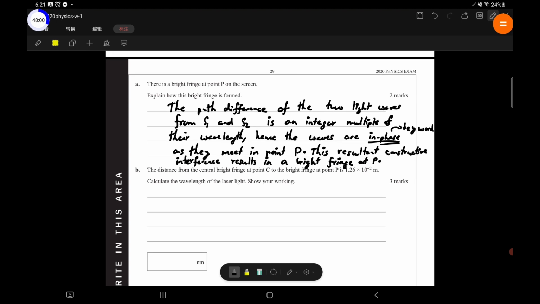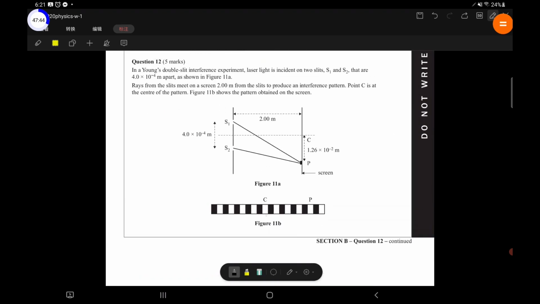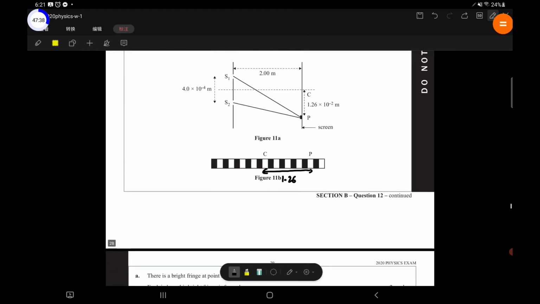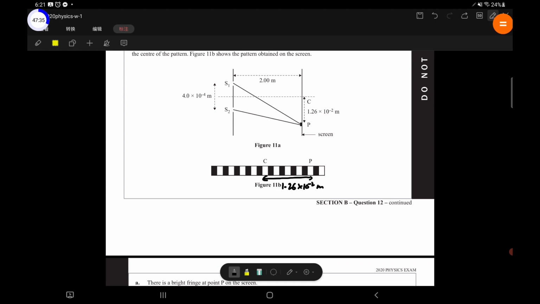So using the fact that the distance from the central fringe to point P is this much, we have to calculate the wavelength of our laser light. So what do we know? Let's use the general principle of going from known to unknown. So we know that the distance from C to P is this much. Now, what's the formula that reminds you of distances between fringes? Well, it should be, hopefully, the delta x formula.